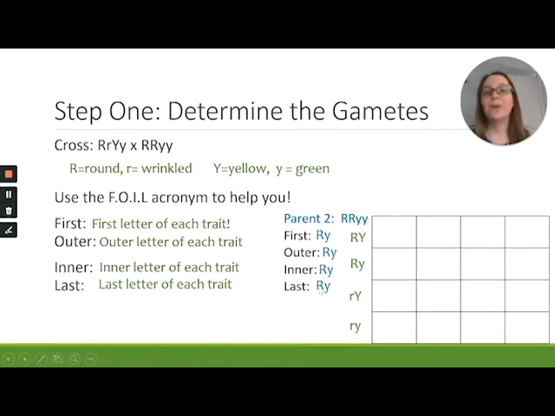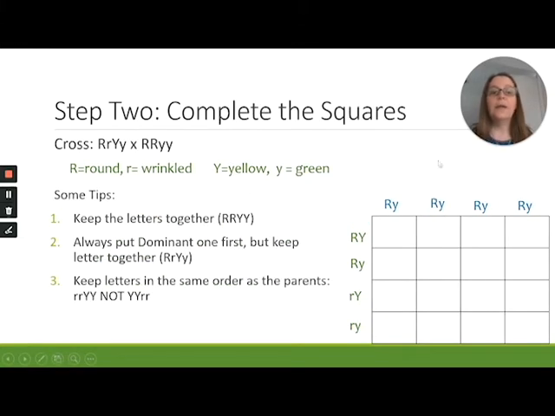We're not going to worry about crossing over. That would make this way too complicated. But now that you know these, you're going to put these along the top of your Punnett square. Or if you put the other ones on the top, these will go on the side. It doesn't matter. All right, so we have now determined the gametes for both parents, and we've put them on the top and the side of the Punnett square.